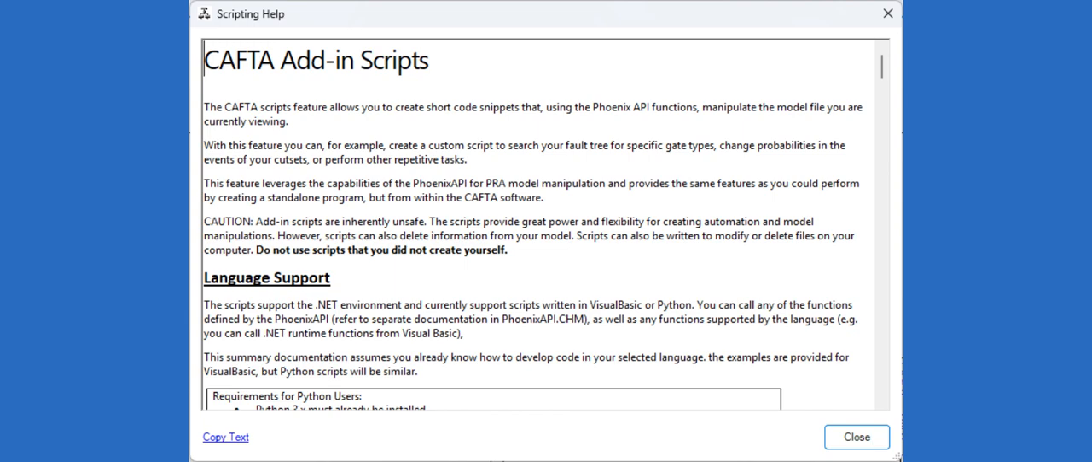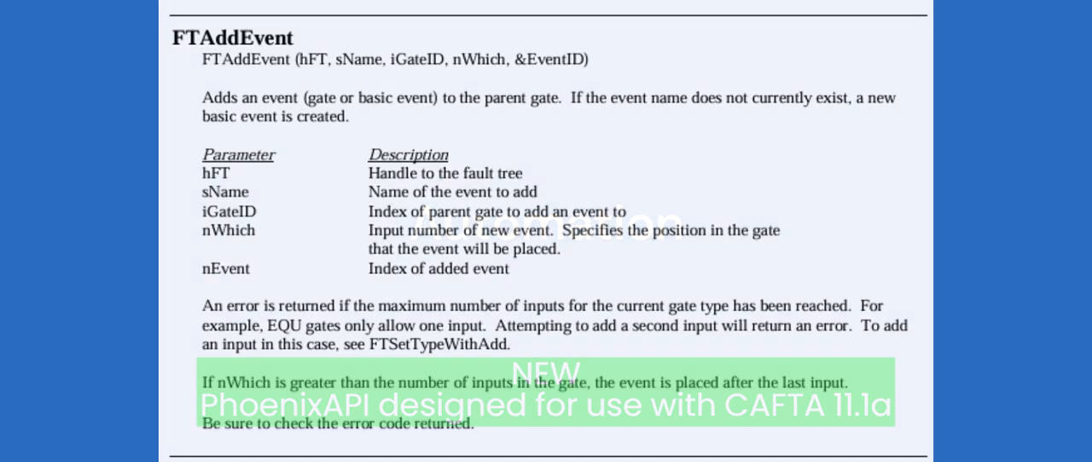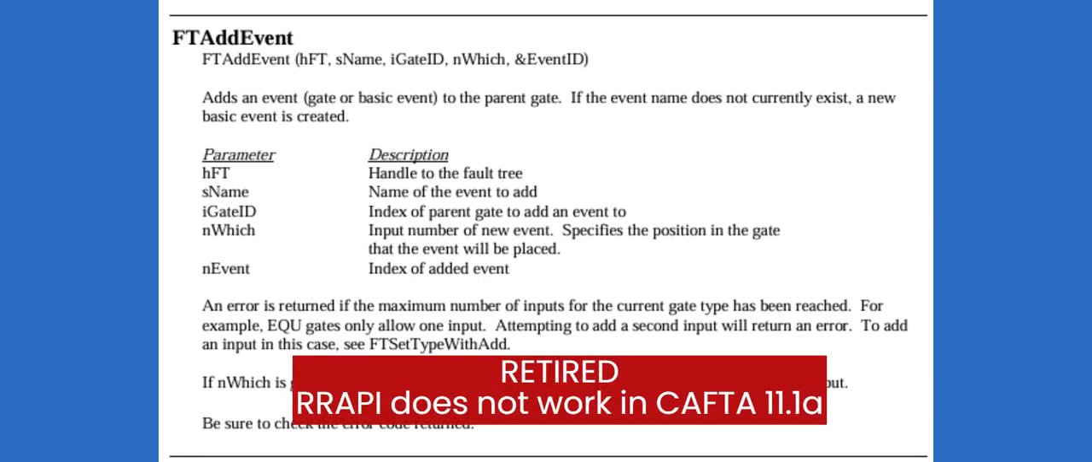And that's exactly where the scripting feature in CAFTA 11.1 comes in. It's designed to let you automate repetitive stuff or even build new functions specific to your project. Okay, scripting. And the engine behind that is something new too, right? Phoenix API. That's right. Phoenix API is the new software developer kit, and this is important. It replaces the older RAPI that was used back in version 6.0b. So if you've built custom scripts using RAPI in 6.0b, those won't just work out of the box in 11.1.